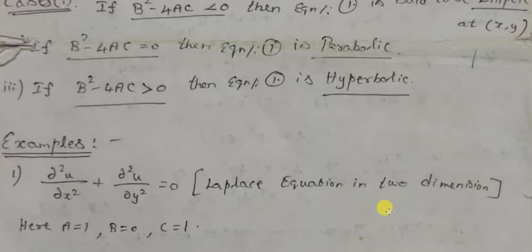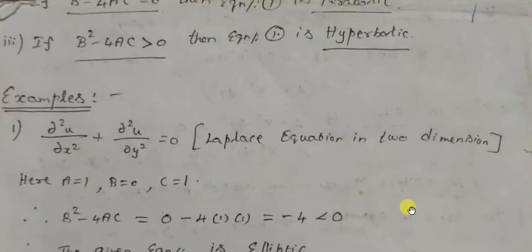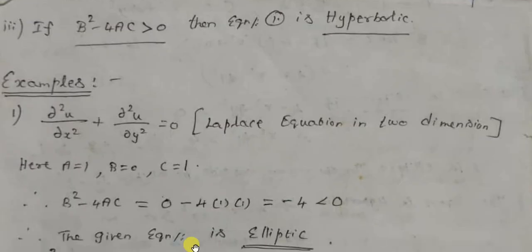Example. Consider ∂²u/∂x² + ∂²u/∂y² = 0. The name of the equation is the Laplace equation in 2 dimensions. The coefficient of u_xx is A, which is 1. The ∂²u/∂x∂y term is not there, so coefficient B is taken as 0. The coefficient of ∂²u/∂y² is 1, so C is equal to 1. So B² − 4AC is equal to −4, which is less than 0. Therefore the given equation is classified as an elliptic equation.